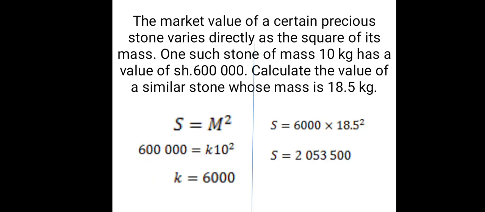The market value of a certain precious stone varies directly as the square of its mass. One such stone of mass 10 kg has a value of 600,000 shillings. Calculate the value of a similar stone whose mass is 18.5 kg. The value is 2,053,500 shillings.